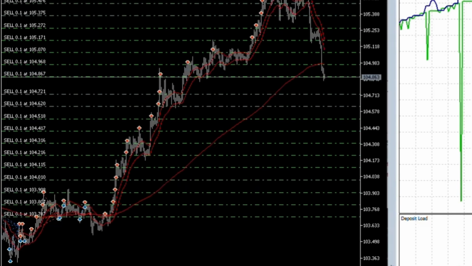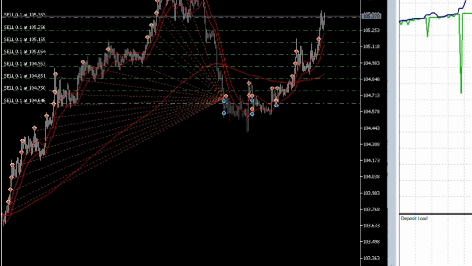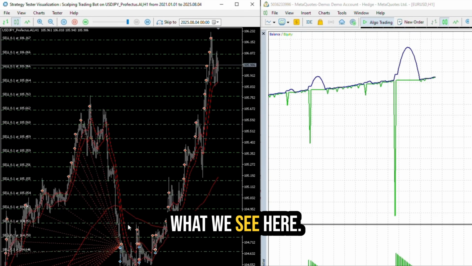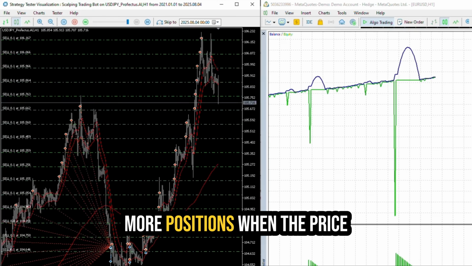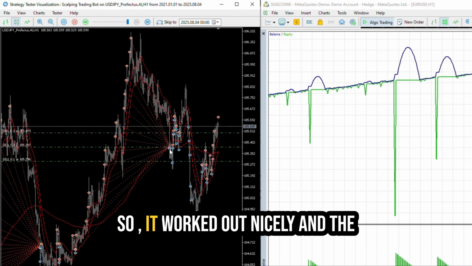Now we see the price is reversing to the downside, and at this position, this is pretty much the situation we had here. We made a marginal profit, and this is pretty much what we mean when we talk about a so-called scalping trading system. So this is the grid part: it's entering more and more positions when the price is moving against the position the system took. So it worked out nicely.